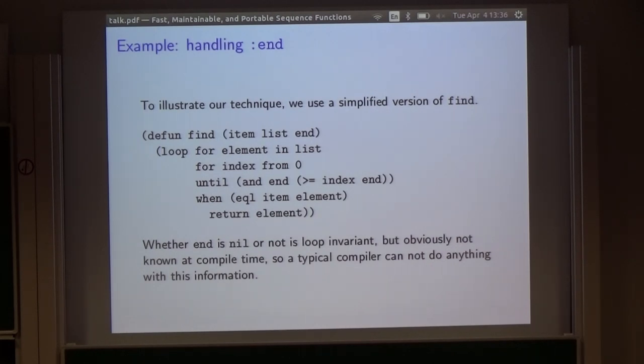Now, observe here that the value of the parameter end is a loop invariant. It doesn't change in different iterations of the loop, but we don't know what it is. So even a very reasonable compiler cannot do very much about this code other than in each iteration check for the value of the end parameter. And in addition, because the end might be true, the compiler also has to generate code for incrementing the index variable.